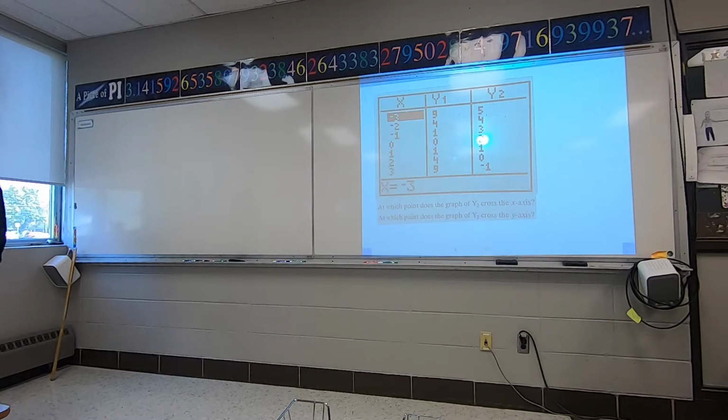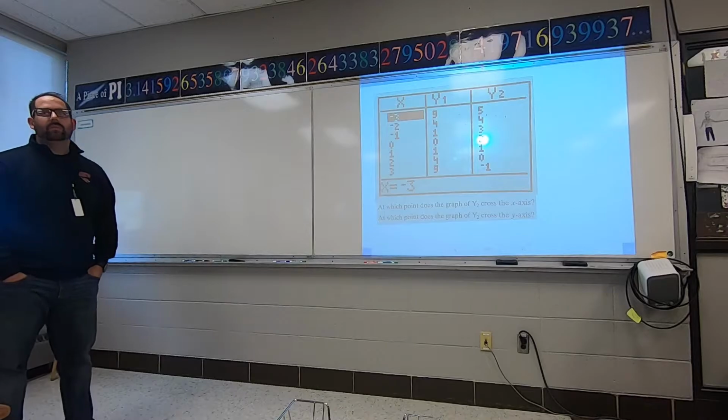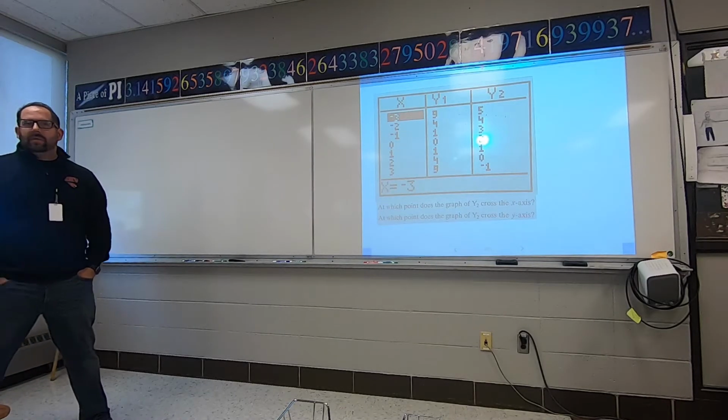I'll ask for a new volunteer now. Thank you for the last one. Somebody that hasn't spoken yet today. Y2, does it cross the x-axis? And where? And does y2 hit the y-axis, and where? So basically it's a big fancy way of saying, does it have an x-intercept and a y-intercept? Somebody new now that maybe hasn't spoken yet today.